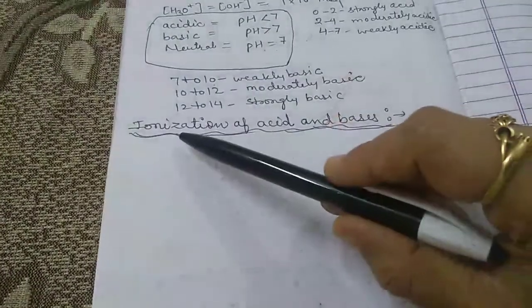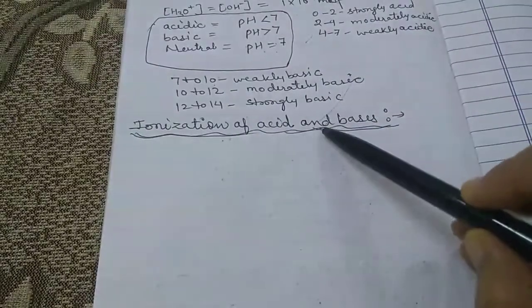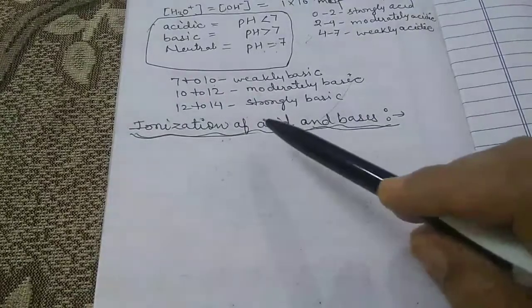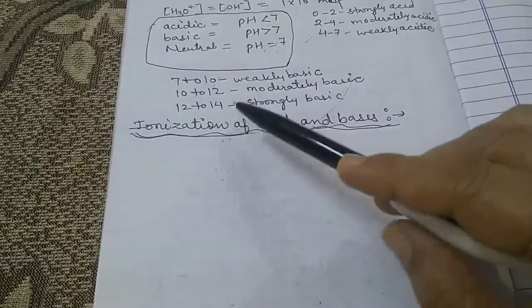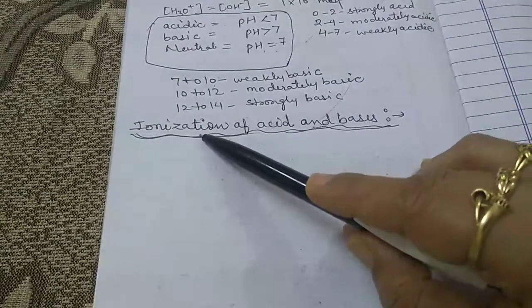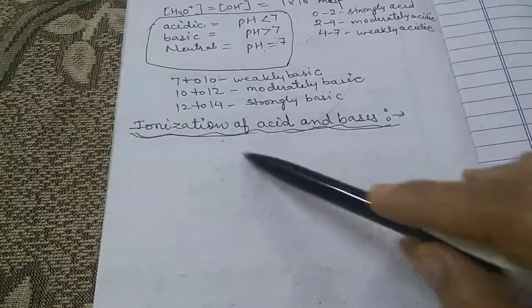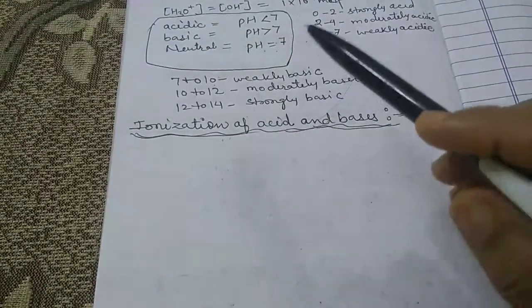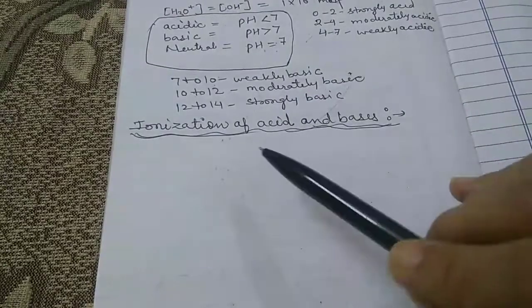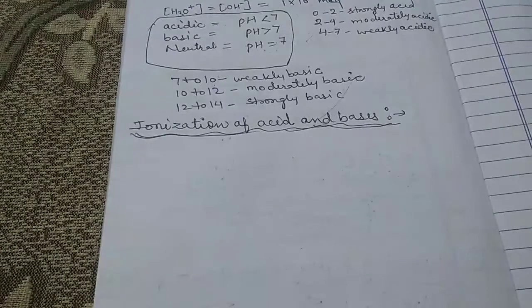Now the next topic is ionization of acids and bases. The strength of an acid or base is experimentally measured by determining its dissociation constant. Dissociation means splitting. The dissociation constant is also known as the ionization constant.